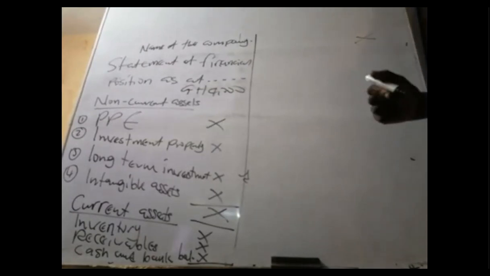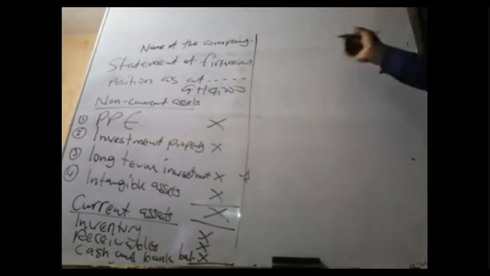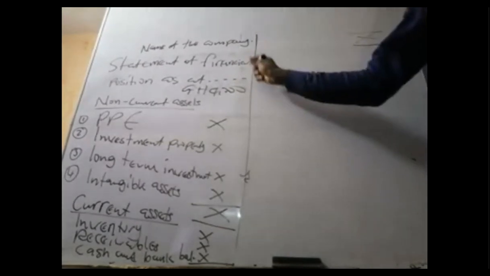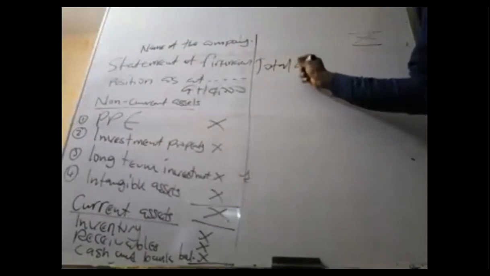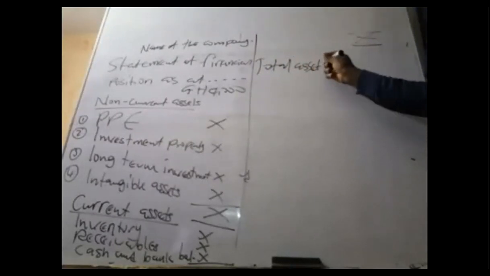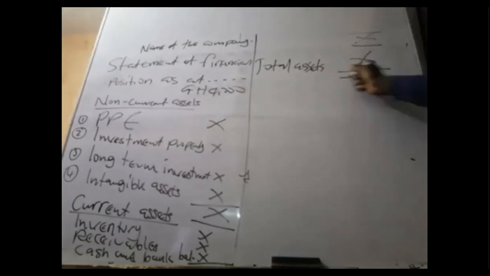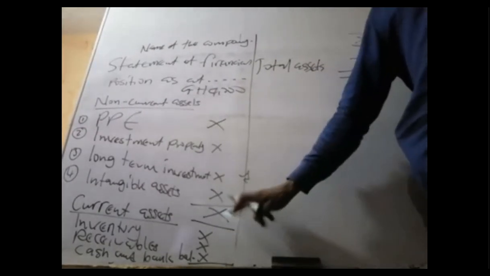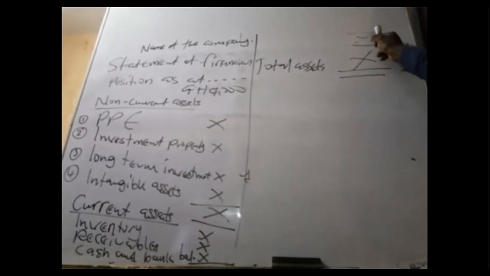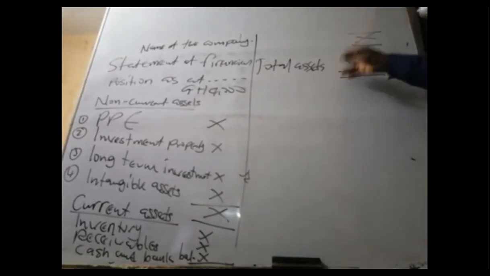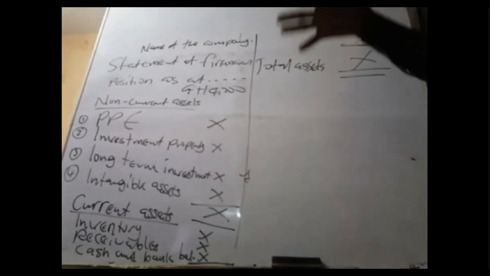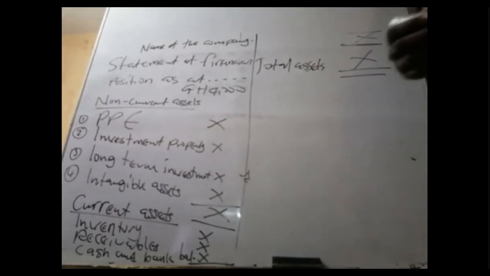So total current assets, like this. Then you have what you call total assets. Total assets is nothing but the total non-current assets plus the total current assets. That gives us what? The total assets. Right from total assets, then you hit the equity and liabilities.